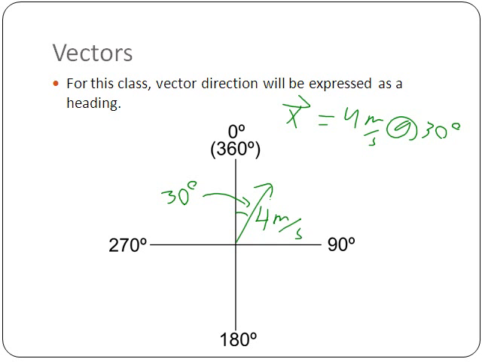Meters per second. If you can fit it, try to get your units in there with it, because that's quite useful. And so that's how you'd go about writing out vectors. That's how we'd figure out the direction on that.